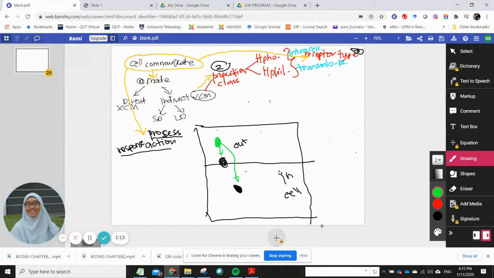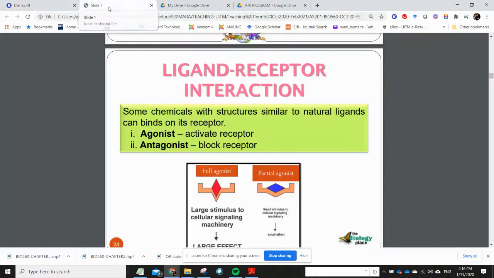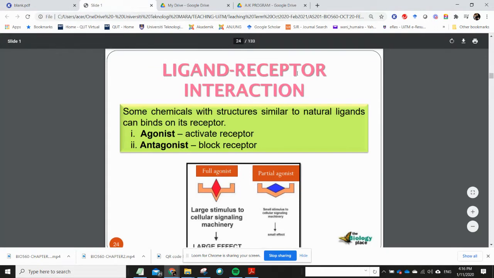So this diagram here, to represent you the outside cell and inside cell. So the green color here, the chemical messenger. So whether the chemical messenger bind to the transmembrane receptor or intracellular receptor, depending on the properties of the chemical messenger. Now we will go into the process or response action of cell communication, that is ligand receptor interaction.